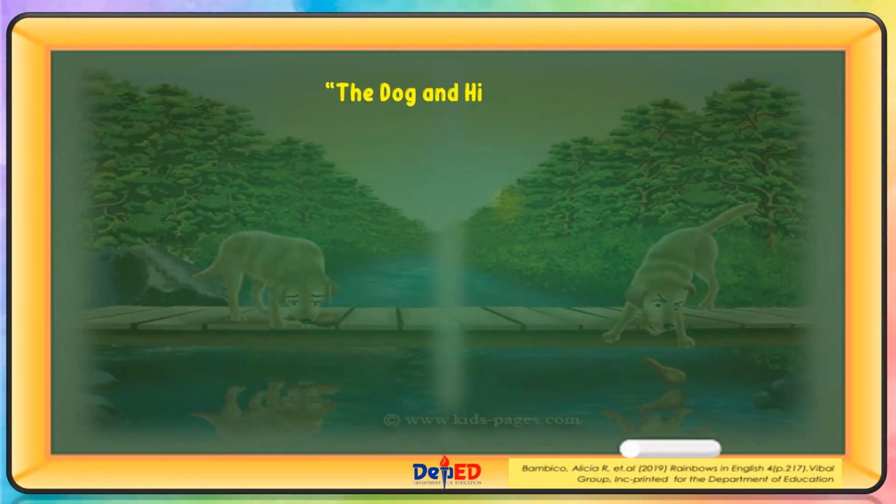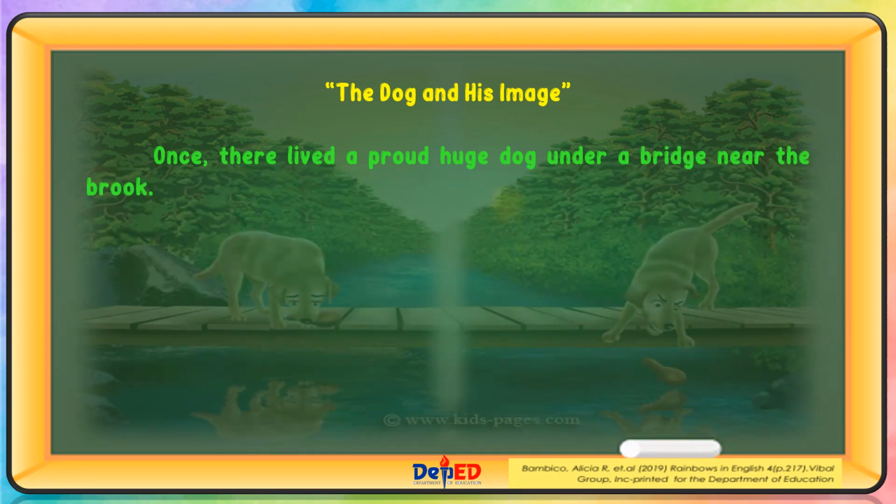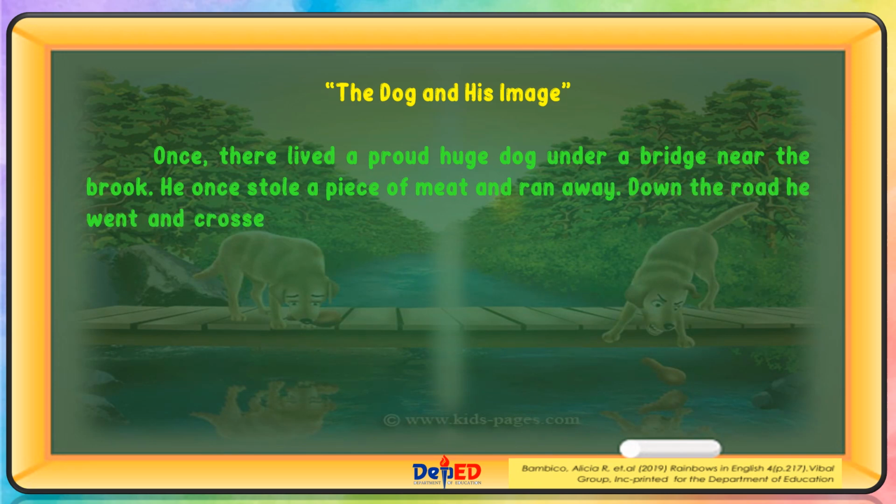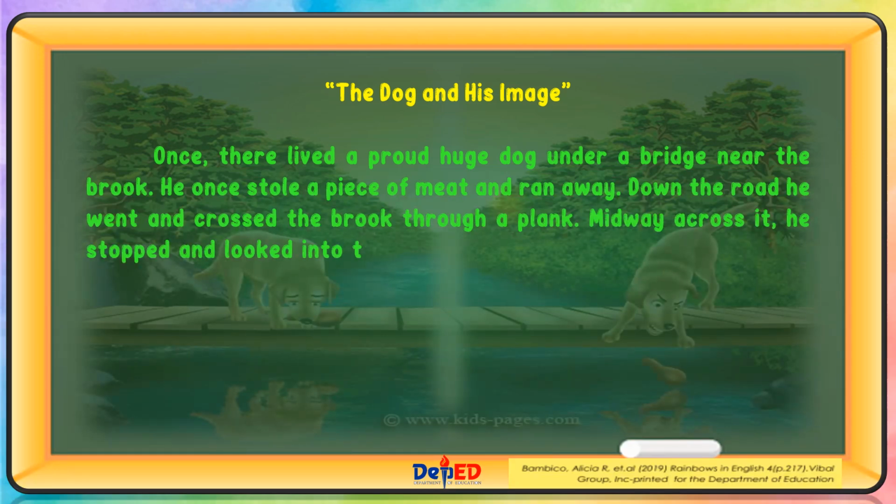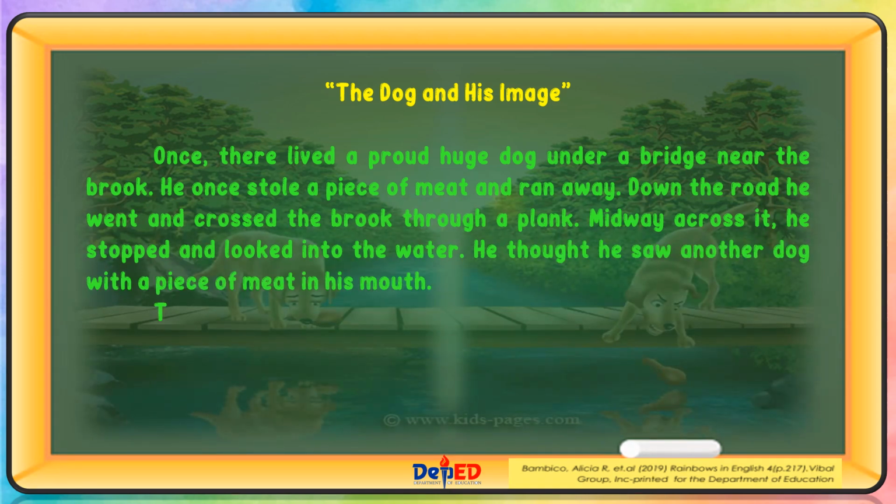The Dog and His Image. Once, there lived a proud huge dog under a bridge near the brook. He once stole a piece of meat and ran away. Down the road he went and crossed the brook through a plank. Midway across it, he stopped and looked into the water. He thought he saw another dog with a piece of meat in his mouth.